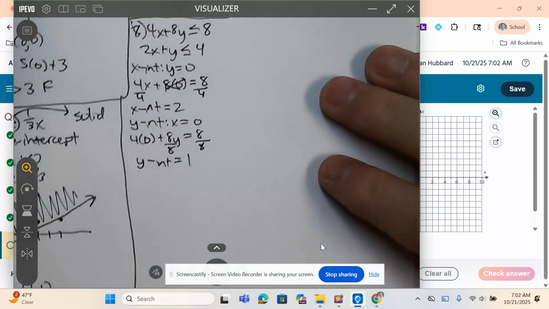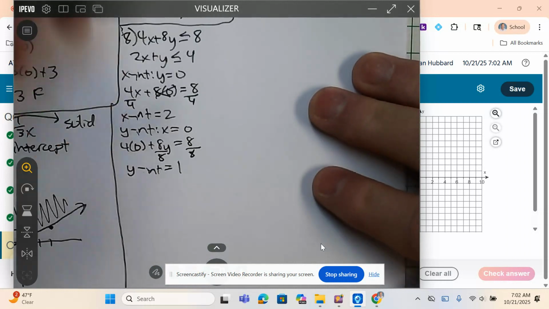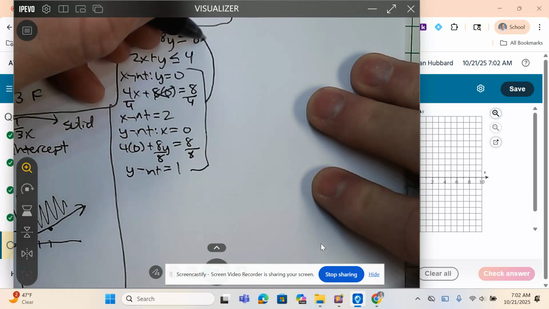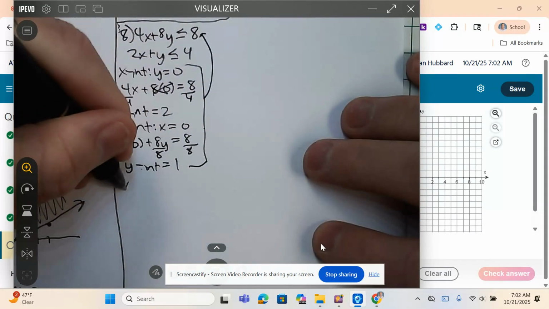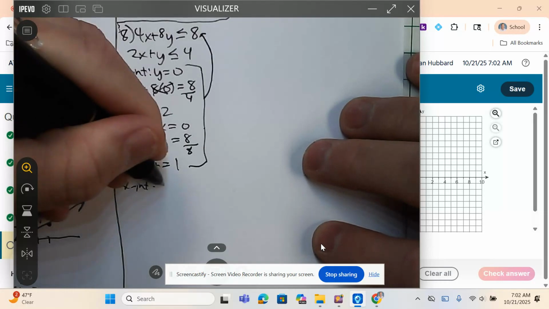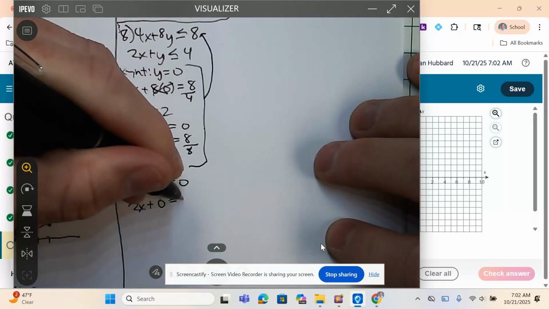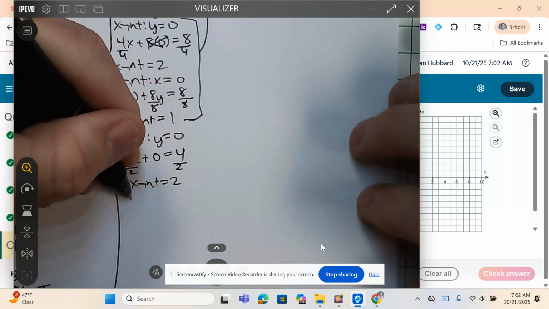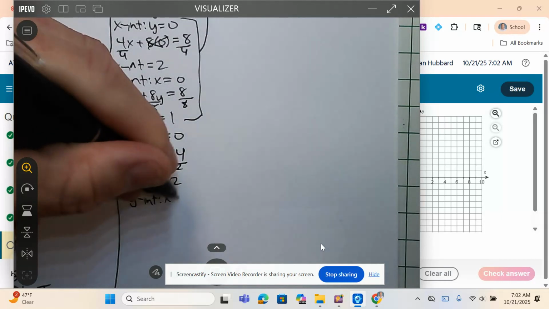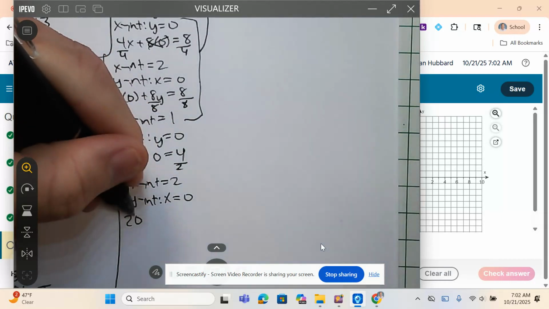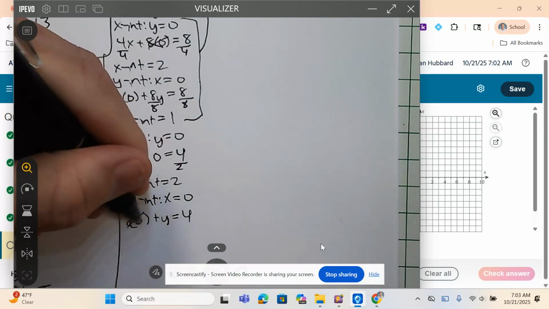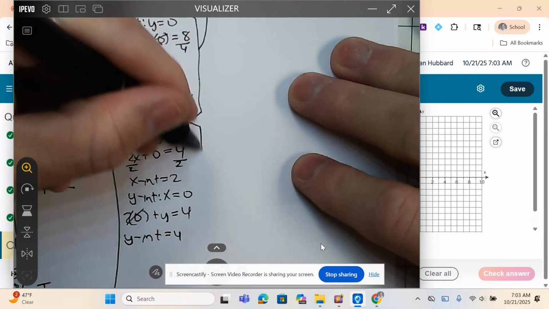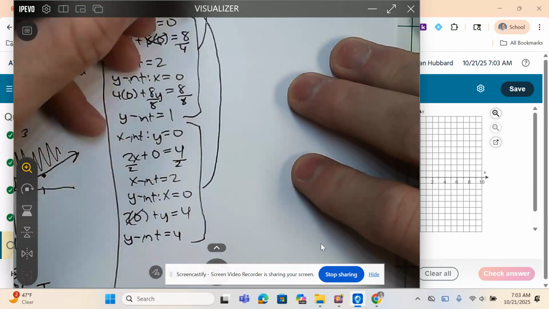Okay. Let me do the next one, and I'll plot these graphs together. This goes with that one. Let's go to the next one. So to find the x-intercept, make y equal 0. So 2x plus 0 is equal to 4. The x-intercept is equal to 2. Now to find the y-intercept, make x equal 0. So 2 times 0 plus y is equal to 4. So the y-intercept is equal to 4. Okay, and so this goes with that.